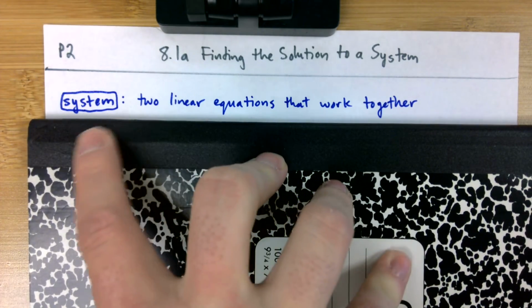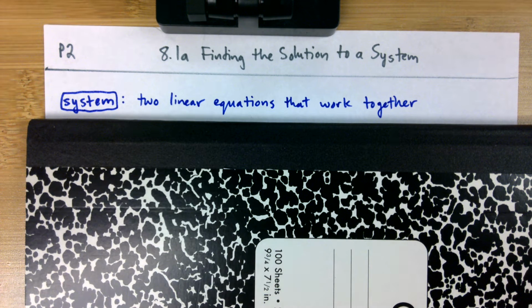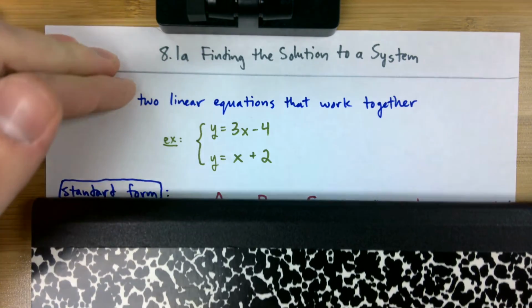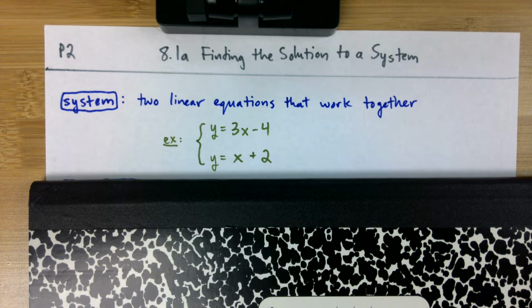So, a system is just two linear equations. Could actually be 3 or 4, but we're just going to stick with 2. Two linear equations that work together. What does that mean? Well, let's take a look at what it looks like. Here's a system of linear equations. Right?